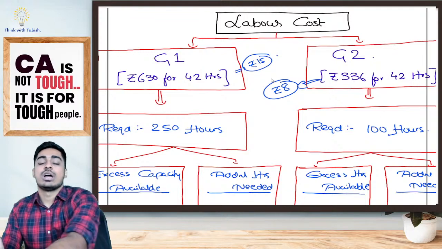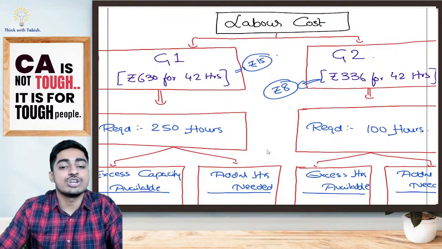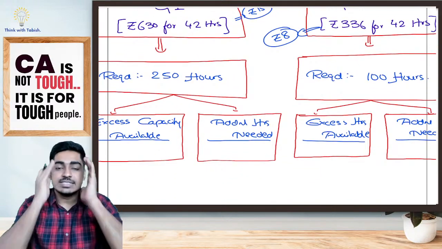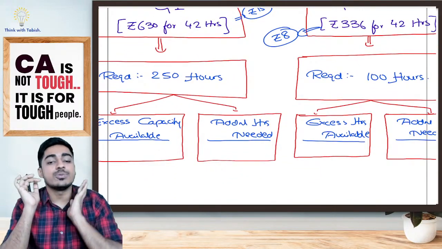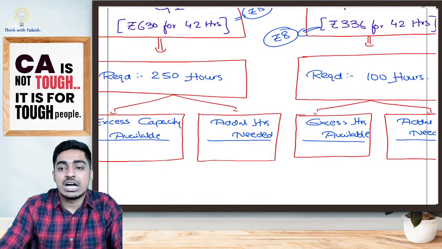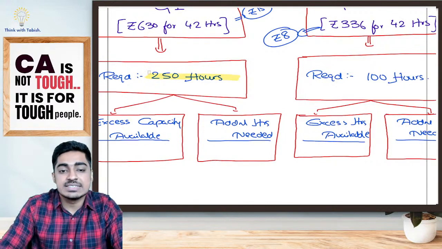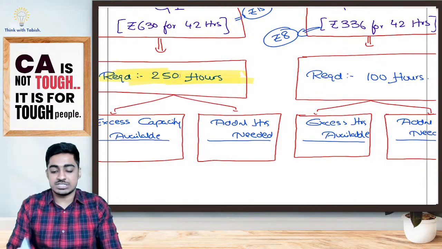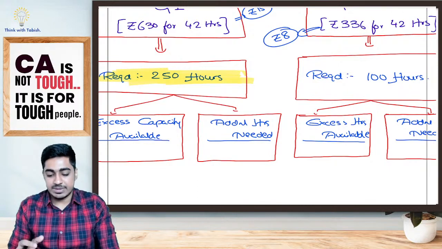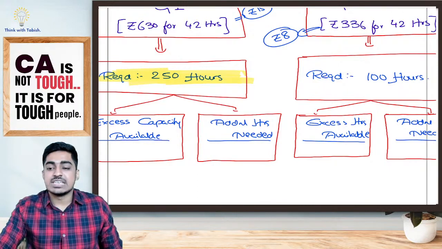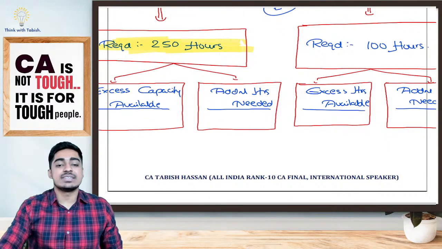Yes. Now, how many hours are required for the job? 250 hours are required for the job. Okay. G1 employees, we are paying them 15 rupees per hour. How many hours of spare capacity are available, students? What is the question telling? Look at the question and tell me the spare capacity available. G1, how much is the spare capacity available, students? Yes, 150 hours of spare capacity is available.